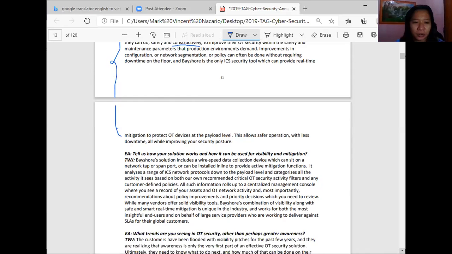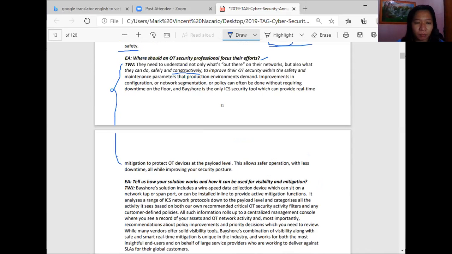Do you understand that? I understand the overall, but not the detail. Okay, let's repeat it sentence by sentence. They need to understand not only what's out there on their networks. The word out there means outside, outside the networks. But also what they can do safely and constructively.